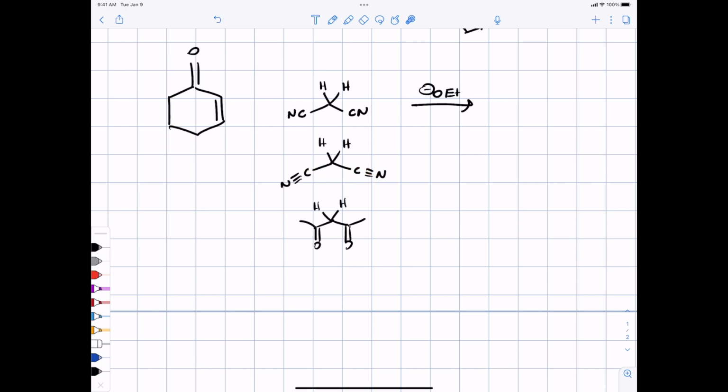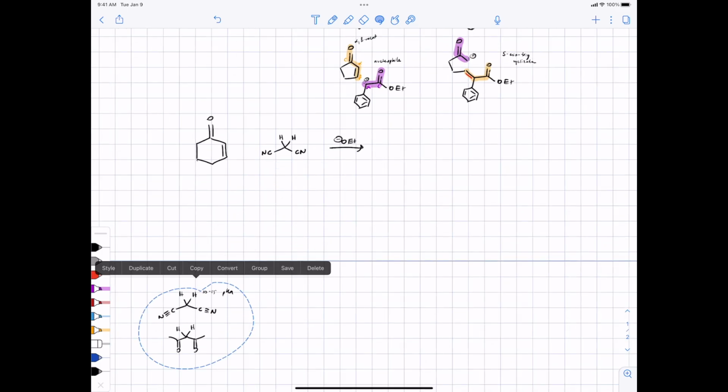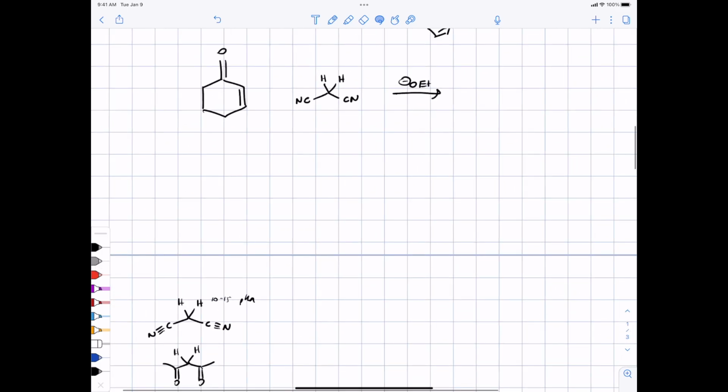And we can look up the pKa. I forget what it is, but it's pretty low. It should be in the sort of 10 to 15 pKa region. So this is just another example of a beta dicarbonyl compound that the base can remove a proton from to give you an enolate nucleophile.